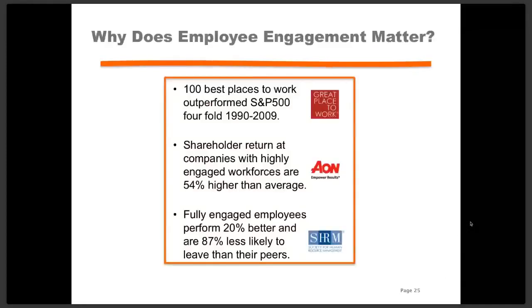The 100 best places to work, that's another way to measure engagement. They outperformed the S&P 500 fourfold from 1990 to 2009. Again, another study that correlated results to employee engagement. Aon has done a study that showed engaged workforces had a shareholder return that was 54% higher than the average. And then SHRM did a study and found that fully engaged employees perform 20% better and are 87% less likely to leave than their peers. So I could go on and on with all kinds of studies that correlate engagement to results. But you get the idea. It intuitively makes sense, but it empirically makes sense as well.